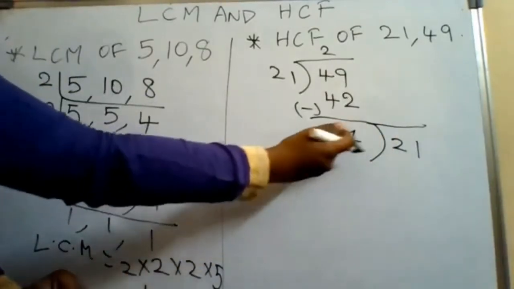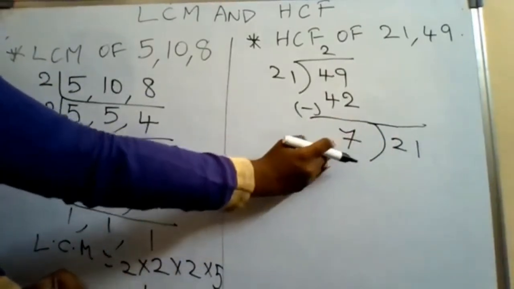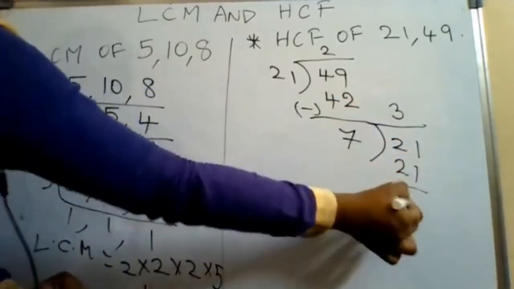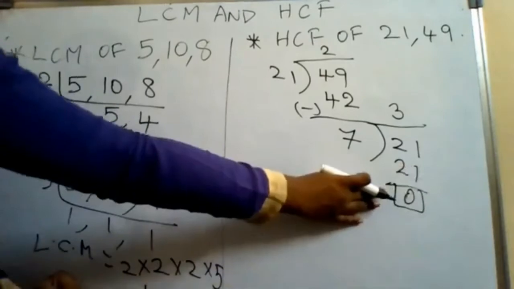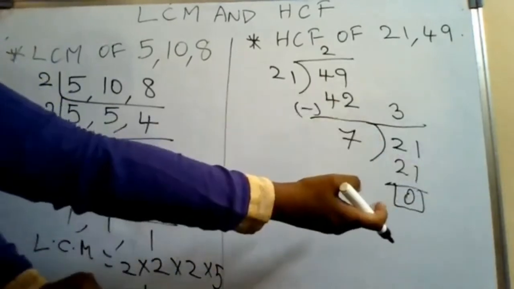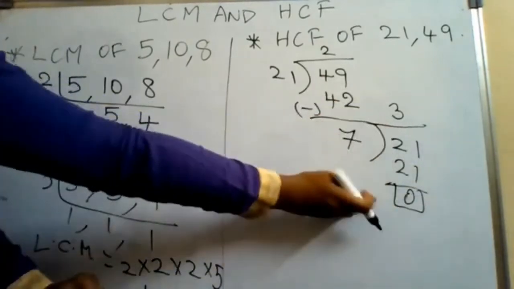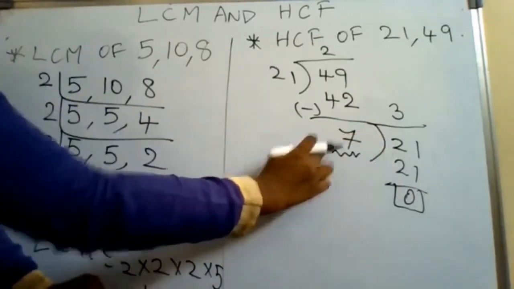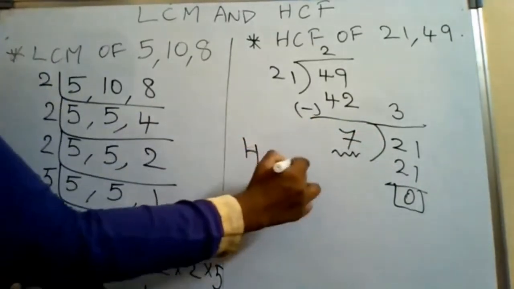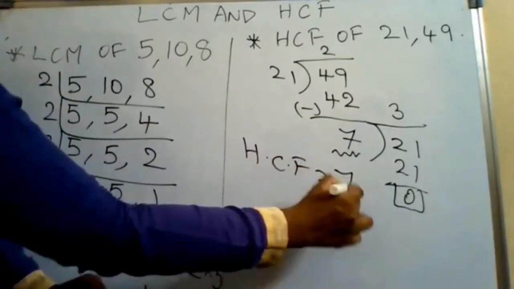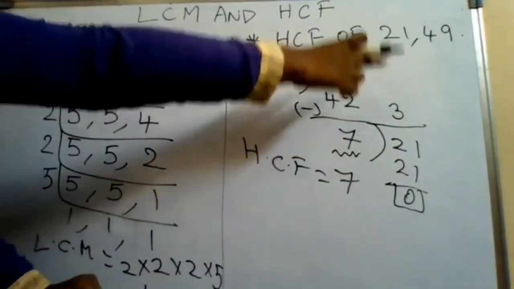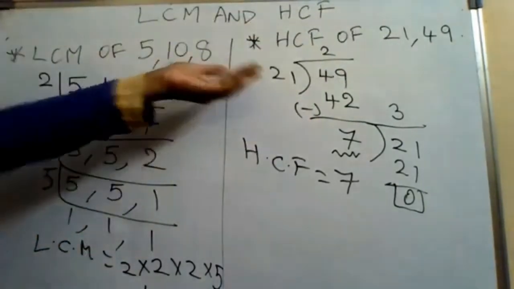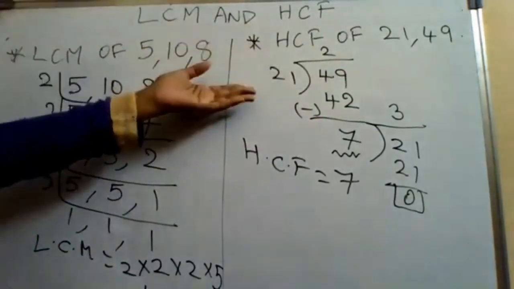Now you will divide this using 7. Obviously 7 3s are 21. Until you get exactly 0 as a remainder, you will go with the same process. As you get 0, you take the divisor, and that will be your HCF. So the HCF, highest common factor, is 7 for 21 and 49. This is a very simple process: follow this process for the LCM and this process for the HCF.